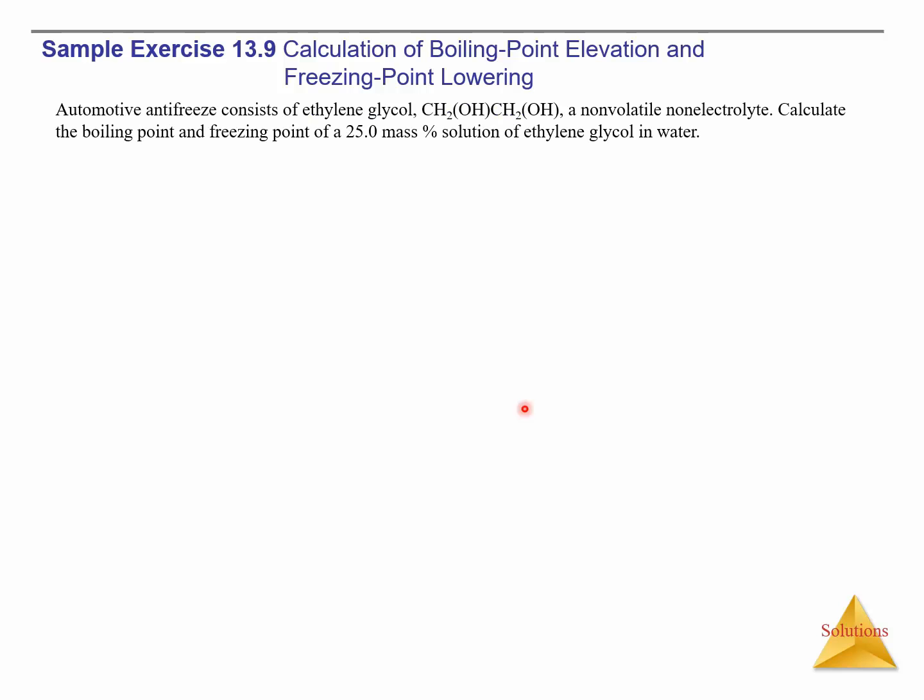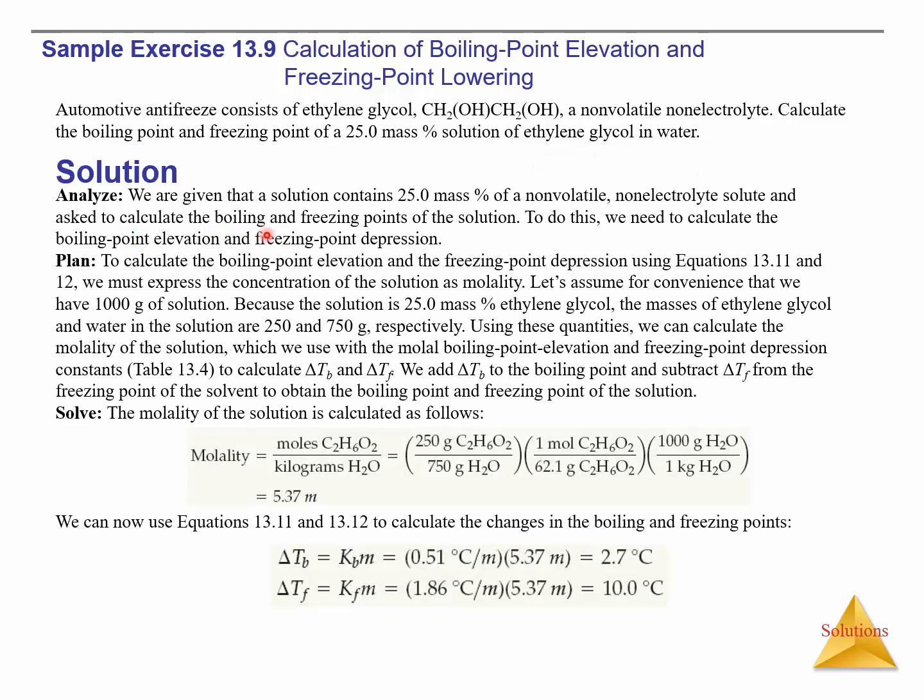Now let's look at this sample exercise, calculation of boiling point elevation and freezing point depression. Suppose we have automotive antifreeze consisting of ethylene glycol, a non-volatile non-electrolyte. Calculate the boiling point and freezing point of a 25 mass percent solution of ethylene glycol in water. So the plan is to calculate the boiling point. We must express the concentration in molality.